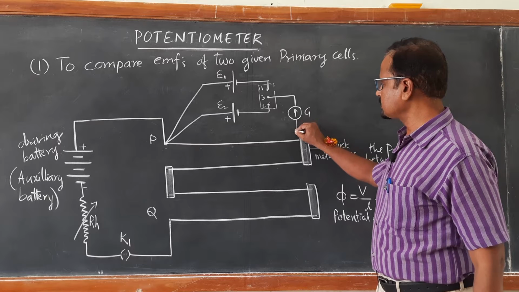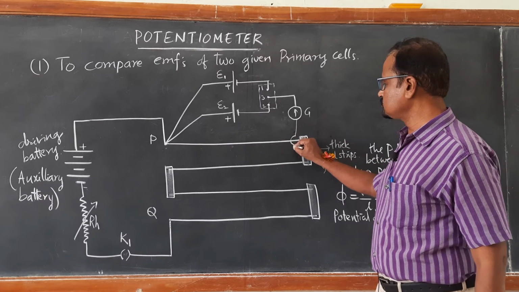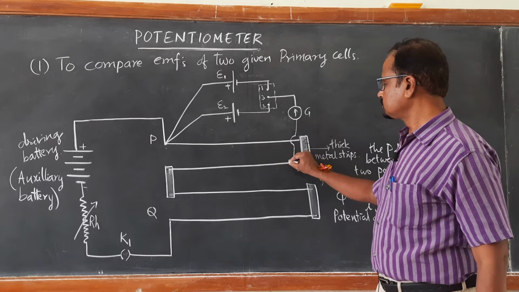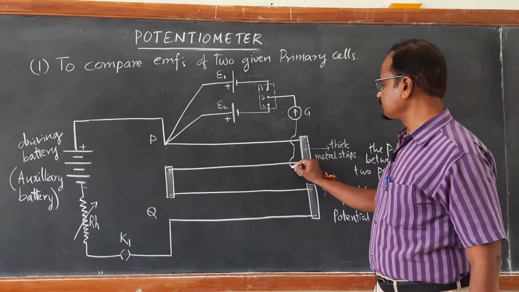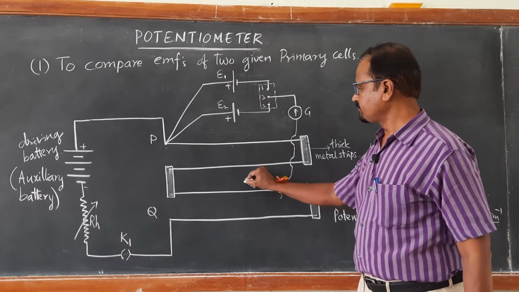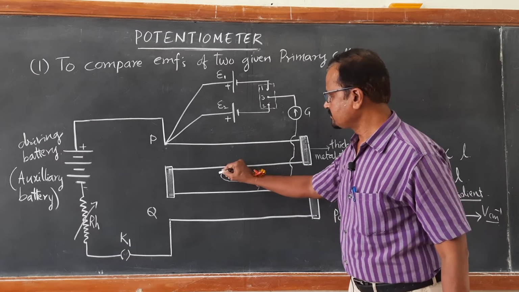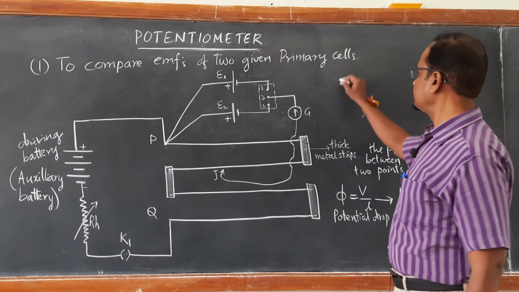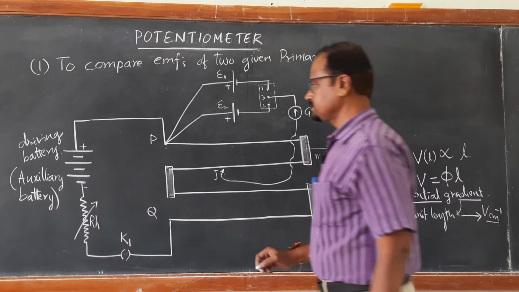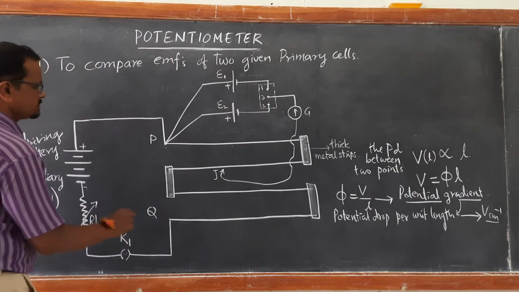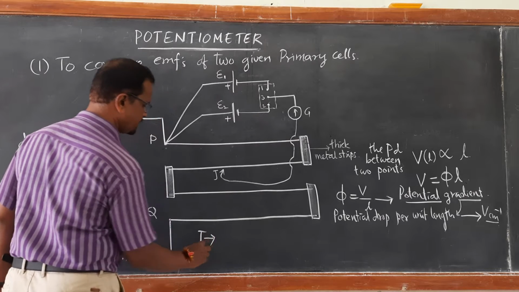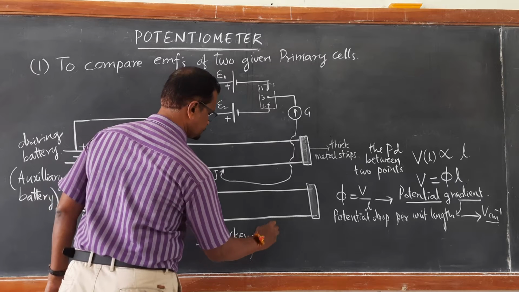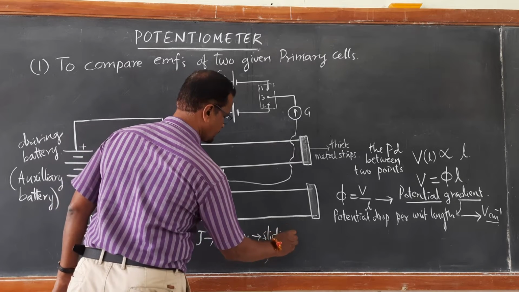Now this is the other end. The other end is connected with a jockey. Here the loops represent that they are not connected, and the free end is connected to a jockey, where J is for sliding contact. J here means sliding contact called a jockey, a metallic sliding contact.